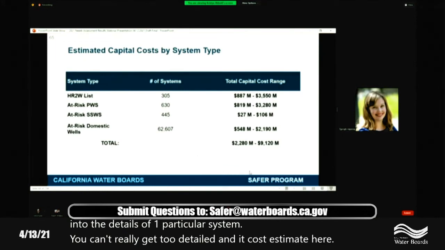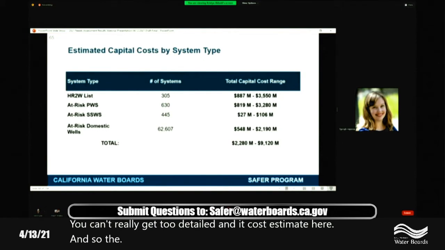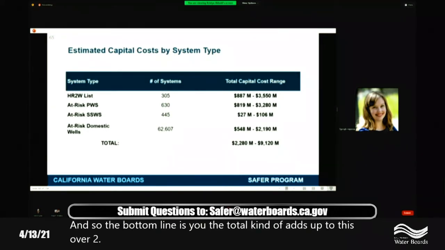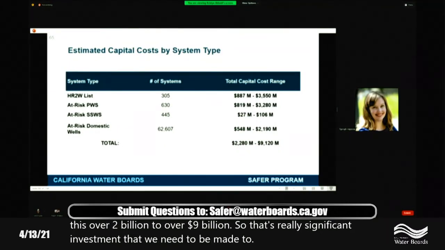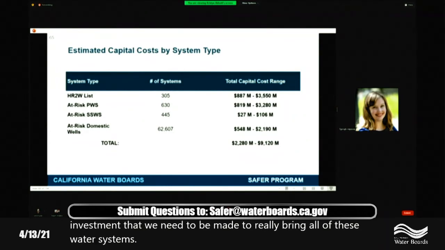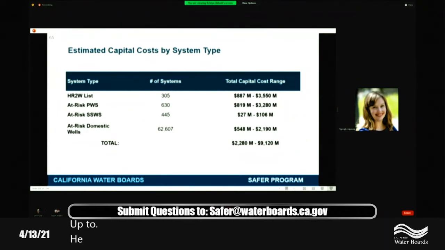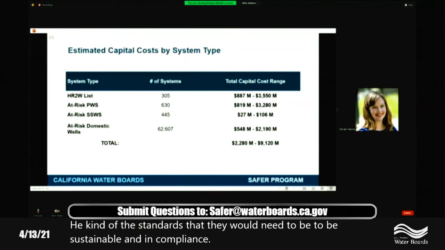And so the bottom line is the total adds up to over $2 billion to over $9 billion. That's a really significant investment that would need to be made to bring all of these water systems up to the standards they would need to be at to be sustainable and in compliance in the future. Next slide.